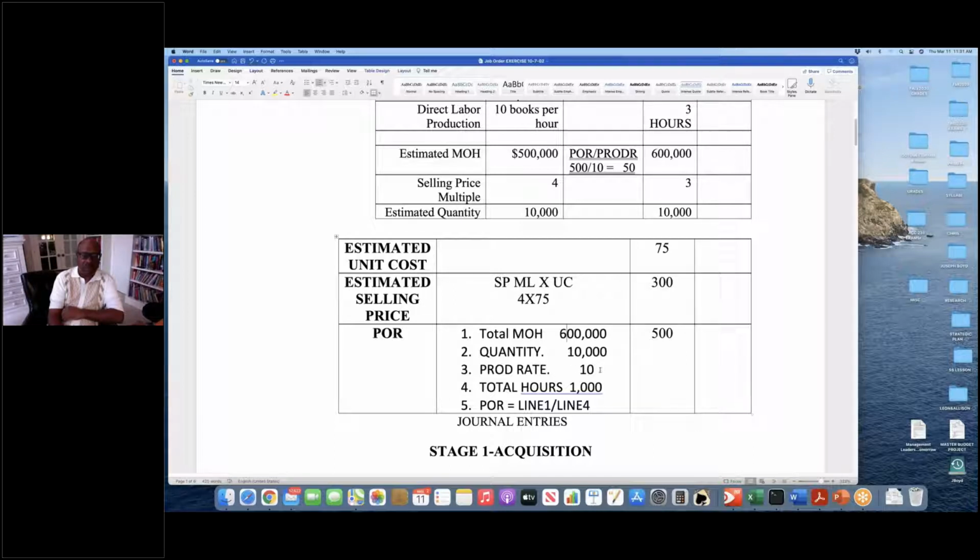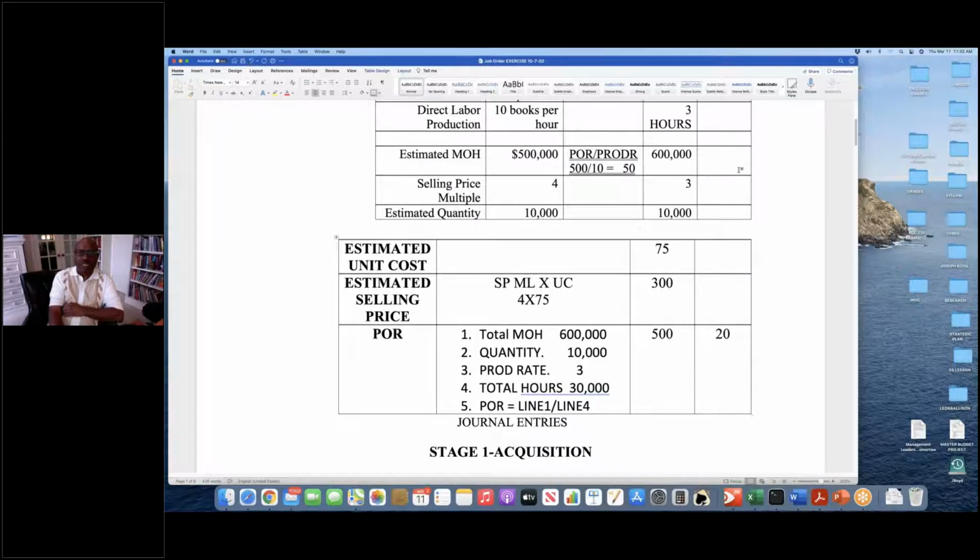And then for number 3, the productivity rate was 3. And then the total hours was 30,000. So all I did was 10,000 times 3. And then to find the POR, all I did was total manufacturing overhead divided by the total hours. So all I got was 20. How many people got that right? Surprisingly, I did. Surprisingly, I got that far.